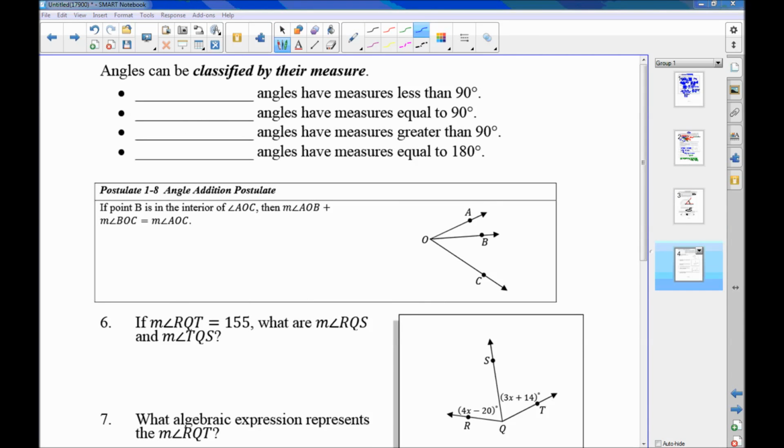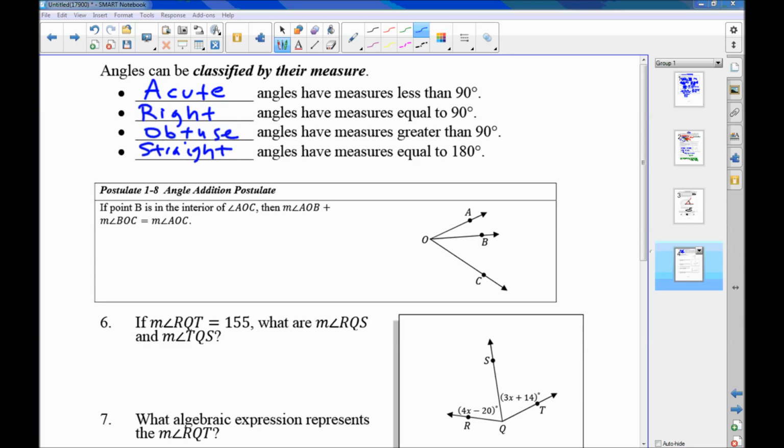All right, on our last page, we have 4 classifications of angles here. So angles can be classified by their measure. If a measure is less than 90, this is an acute angle, an acute little angle. And if the measure is equal to 90, we know this one. This is a right angle. So this is all the geometry you learned in 6th, 7th, and 8th grade. Angles that have measures greater than 90 are obtuse angles. Okay. And angles that have measure equal to 180 are straight angles.